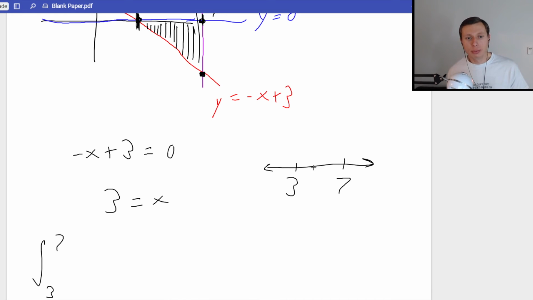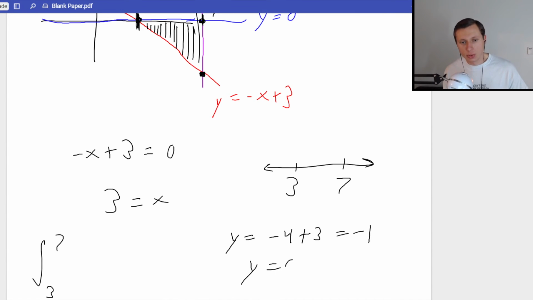So again, we need to plug in a point between 3 and 7 into each function. If we plug in a number like 4 into y equals negative x plus 3, it becomes negative 4 plus 3, so negative 1. And the other function is y equals 0. I can't plug in for x. It's always going to be 0. But which number is bigger, 0 or negative 1? It's 0. So y equals 0 is on top.